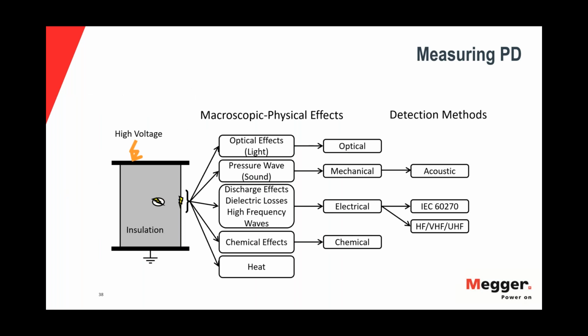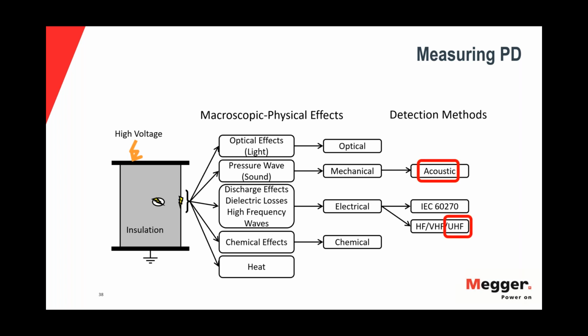Here you can see, depending on the type of PD, some PDs can also lead to optical effects. They can lead to a pressure wave detected by sound or acoustic. The discharge effect can lead to, for example, dielectric losses and high frequency waves, which can be measured with the conventional method we explained before. Chemical effects might also be introduced. Sometimes it leads to, let's say, excessive hydrogen in a transformer, for example, which can be detected with DGA. And then heat.